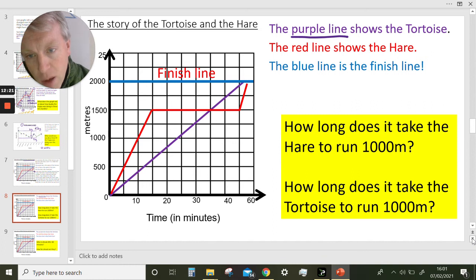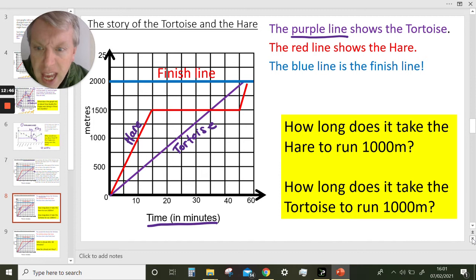So this purple line here is the tortoise, and the red line is the hare. The blue line across the top is the finish line. The first person to get to that is the winner. We must always look at the axes, so this tells us how long the race lasted.